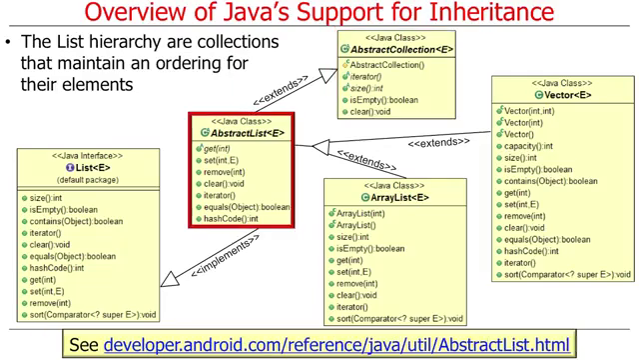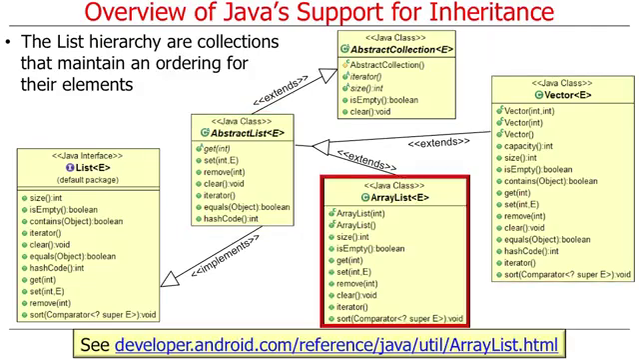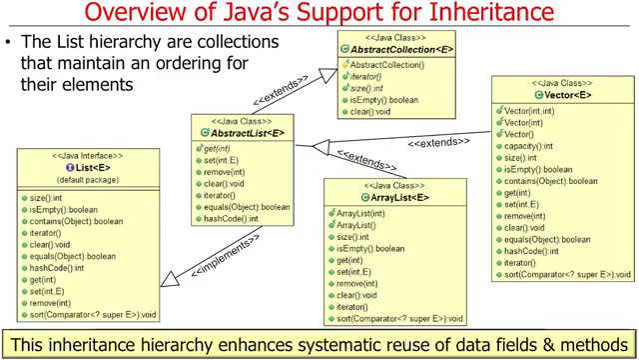Likewise, the Abstract List subclass extends Abstract Collection to provide a skeletal implementation of the list interface, thereby minimizing the effort required to implement this interface using a random access data store, such as an array. Various concrete subclasses, such as vector and array list in the Java util package, extend abstract list to provide implementations of the list interface using dynamically resizable arrays. This inheritance hierarchy enhances systematic reuse of both data fields and methods across list-related subclasses of the Java Collections Framework.